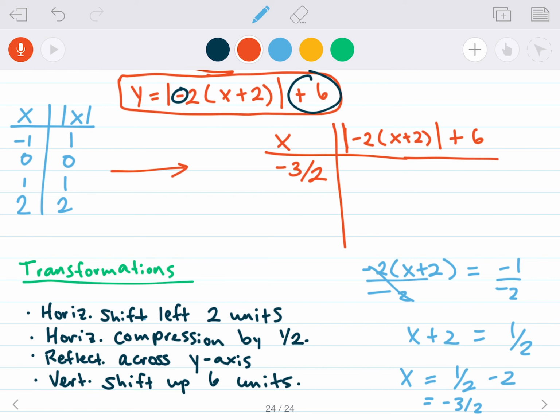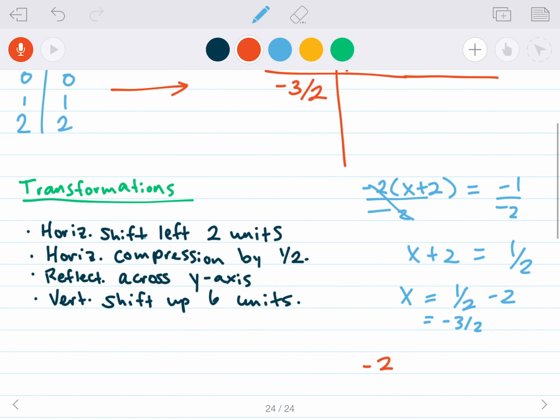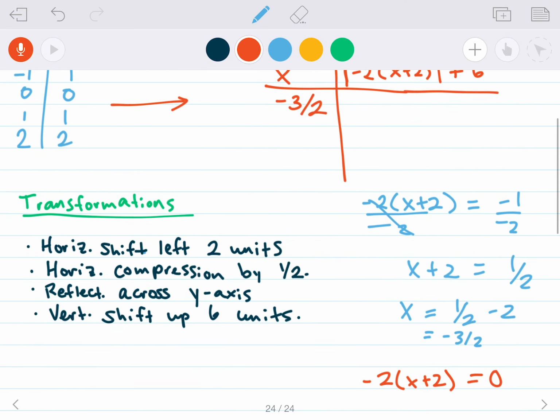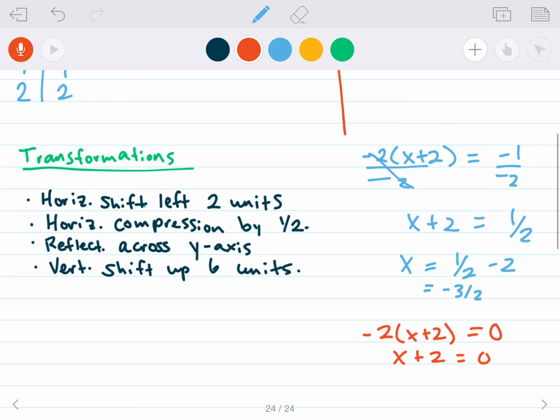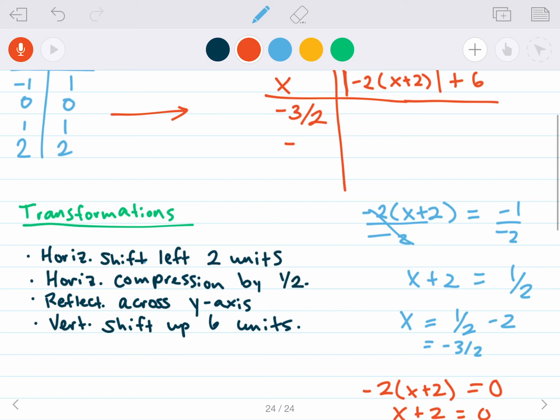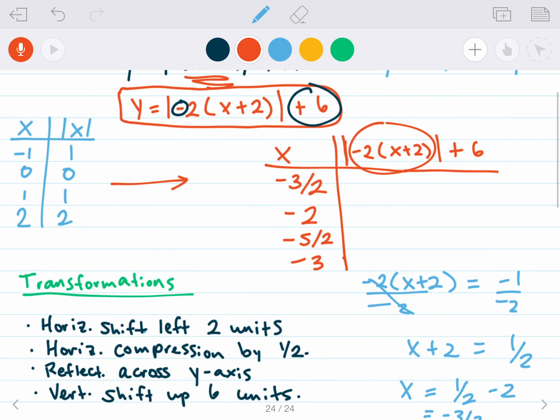Okay, my next one is going to be, so I set the argument, -2x plus 2 equal to 0. Divide by -2, x plus 2 equals 0, right? Because 0 divided by -2 is 0, and so I get x equals -2. All right, so you can continue this pattern. You get -5/2, and then -3. So those are my new x values. I just took the argument, what's inside the absolute value bars, and set them equal to each of these x values to get the new ones.